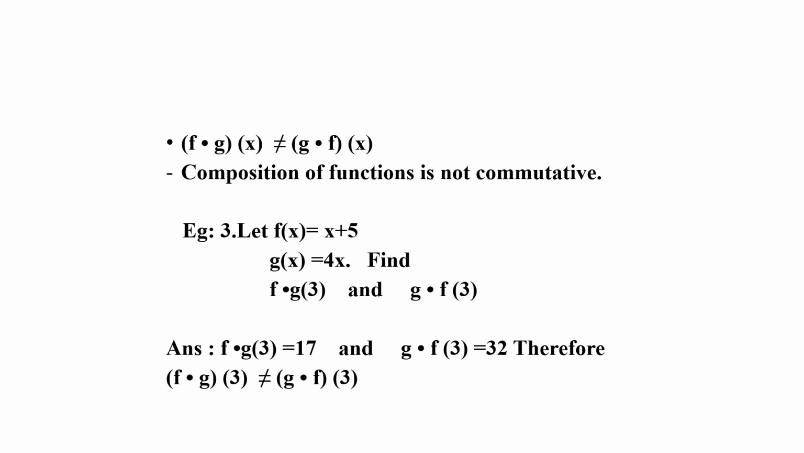To find G composition F of 3, first you have to find out F of 3. F of 3 will be 3 plus 5, 8. G composition F of 3 or G of 8 will be 4 into 8, that is 32. F composition G of 3 is 17 and G composition F of 3 is 32. They are not equal, so composition of functions is not commutative.